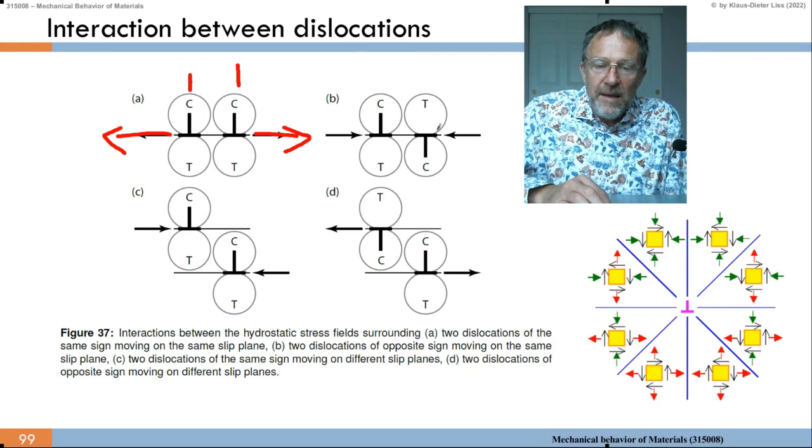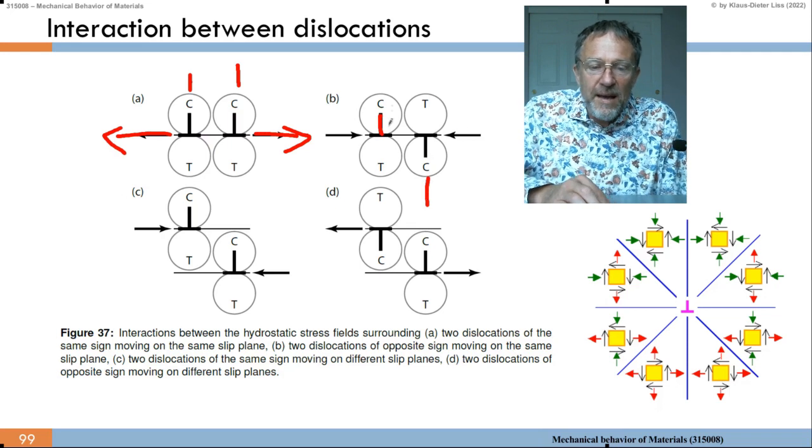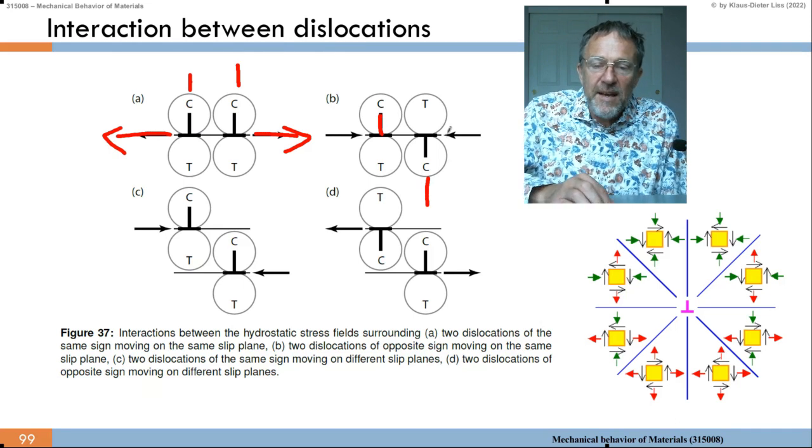Opposite, on the same habit plane, if I have the positive and the negative, so I introduce a plane from the bottom, two dislocations, I have here the compressive field and there the tensile stress field, and the other way around below the plane, tensile and compressive. If I move them together, then they just compensate. Strain energy goes down. So they are attractive. They attract each other. They have a net attracting force.